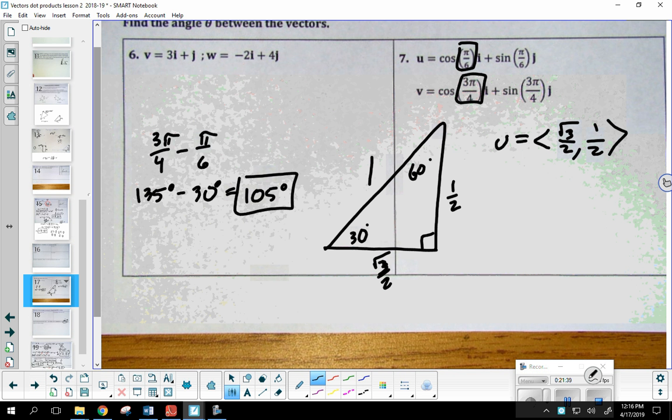And then you can do the same thing. But remember, at 3 pi over 4, that's when x and y were identical. The only difference was a sign. One was negative, one was positive, because it was in the second quadrant.